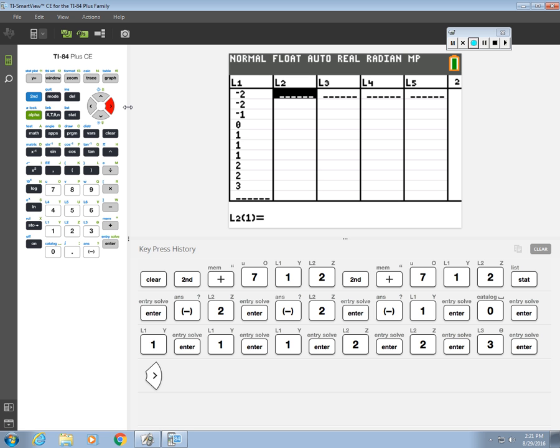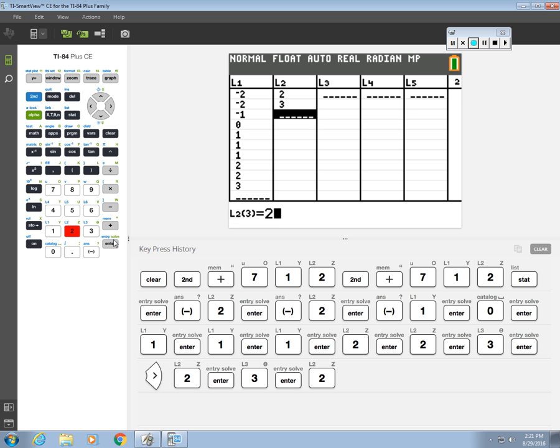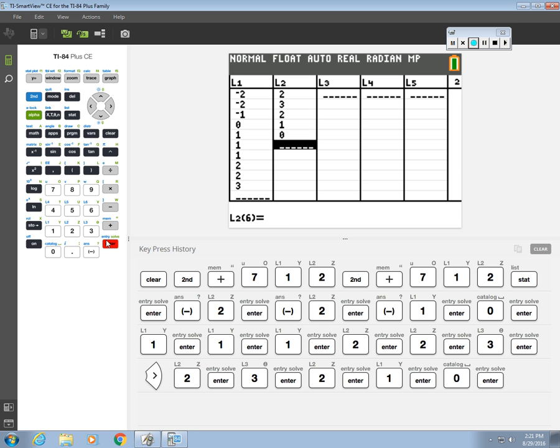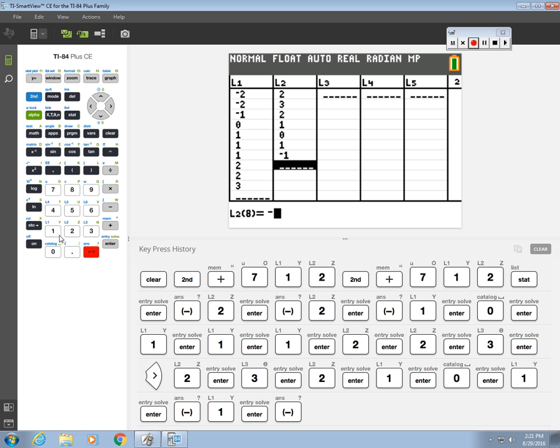Now we need to go over to L2, make sure you're at the very top, and you're going to type in all the y values in that table. So 2, 3, 2, 1, 0, 1, negative 1, negative 1, negative 2, negative 2.